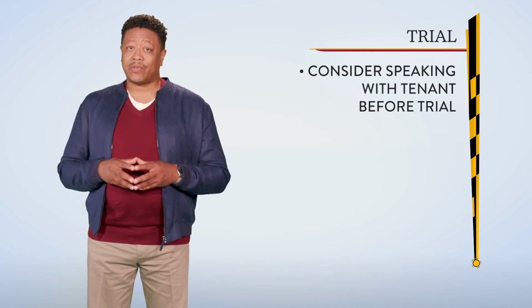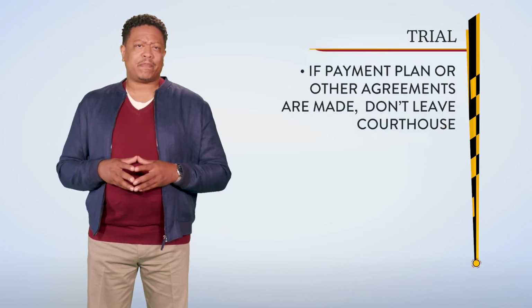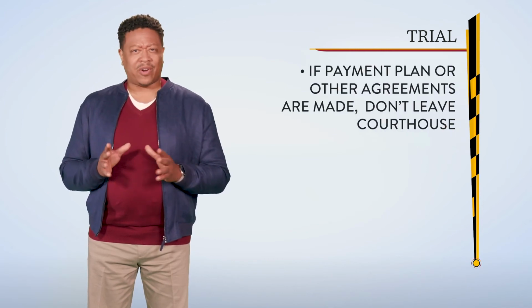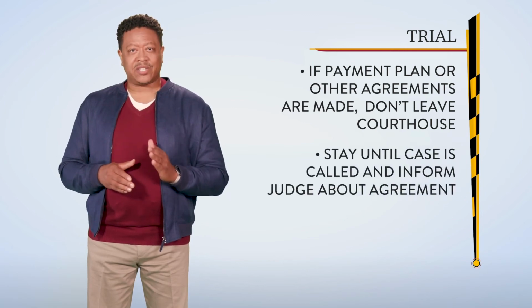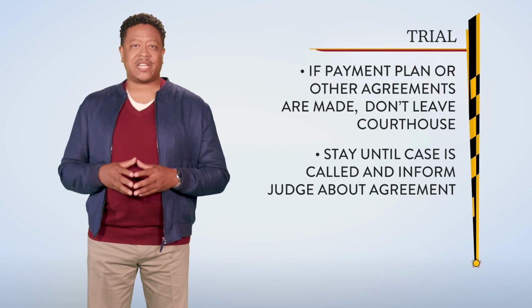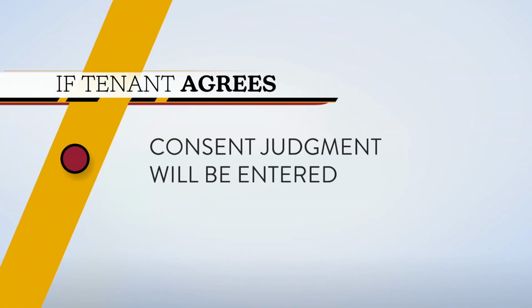It is possible that your tenant may be represented by a lawyer. If you make payment arrangements or some other agreement, do not leave the courthouse. Stay until your case is called and the judge is informed about the agreement. When your case is called, the judge may ask you if your tenant made payments in the time since you filed. They may also ask the tenant whether they agree that they owe rent in the amount you claimed. If the tenant agrees, then a consent judgment will be entered against them.